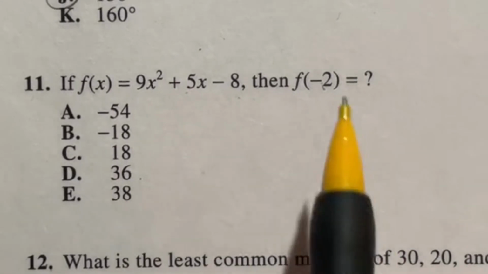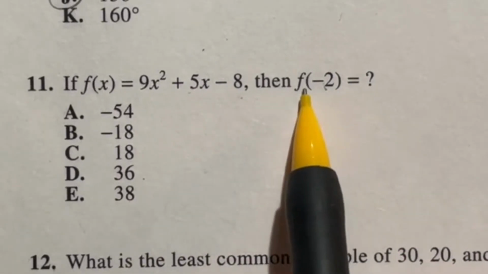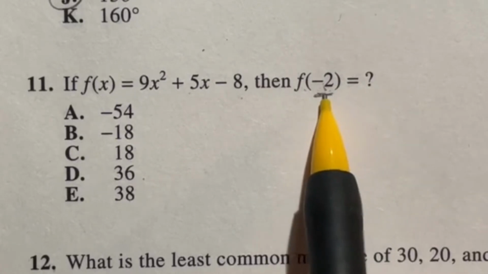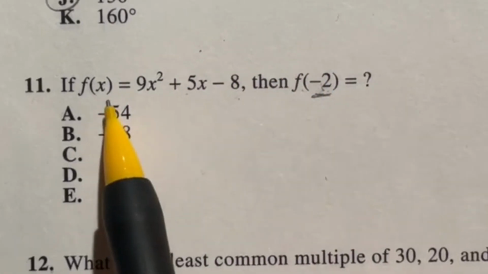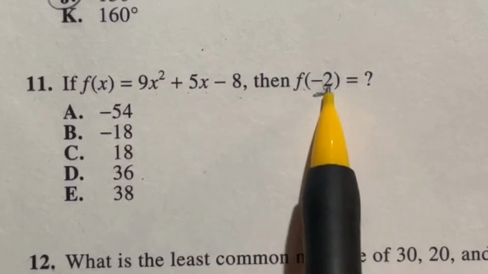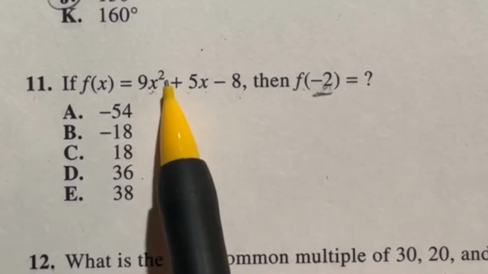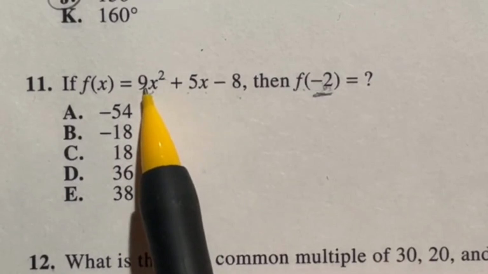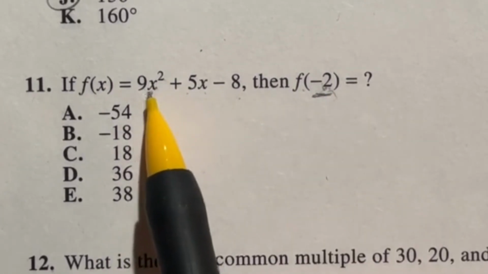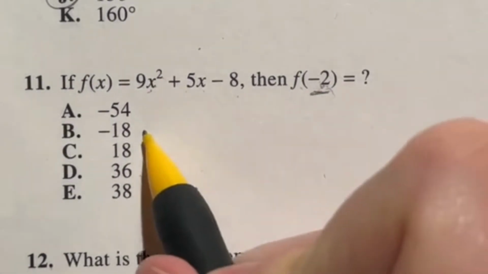Now, if you were actually trying to solve it out, f of negative 2 is called function notation, and that just means that you're taking this negative 2 and you're plugging it in for whatever the letter is here. So in this case, in for the x. So if we go ahead and do that, negative 2, the first thing you would do is square it right here. So we have 9 times 4, because negative 2 squared is a positive 4. So 9 times 4 is going to give me 36.